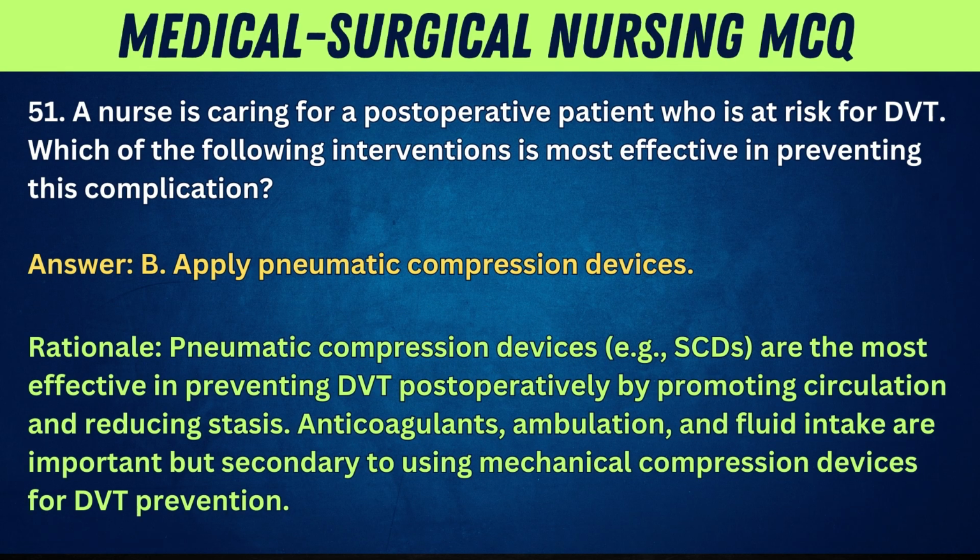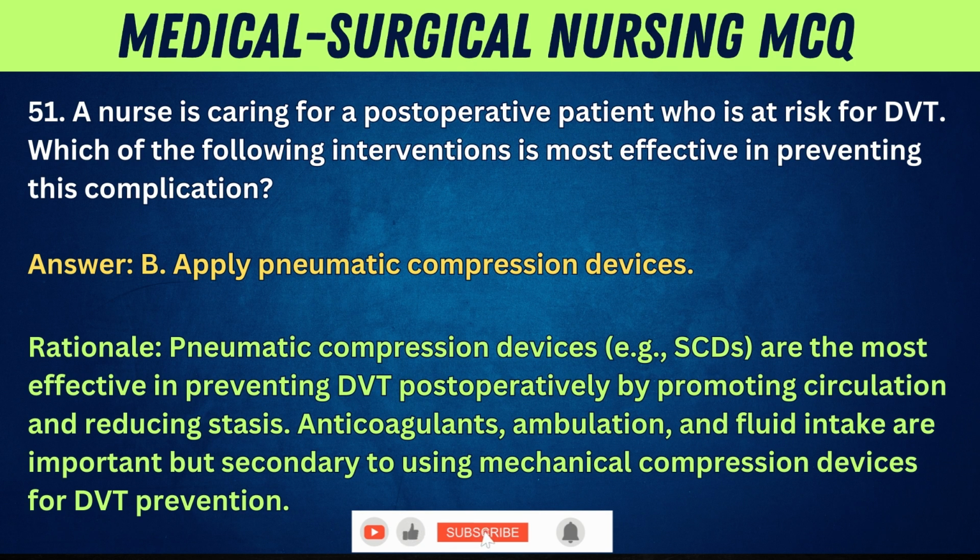Answer: B. Apply pneumatic compression devices. Rationale: pneumatic compression devices, e.g., SCDs, are the most effective in preventing DVT postoperatively by promoting circulation and reducing stasis. Anticoagulants, ambulation, and fluid intake are important, but secondary to using mechanical compression devices for DVT prevention.